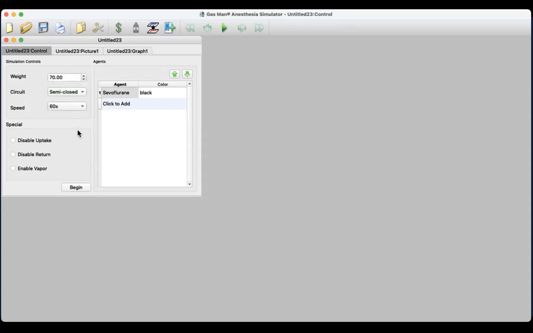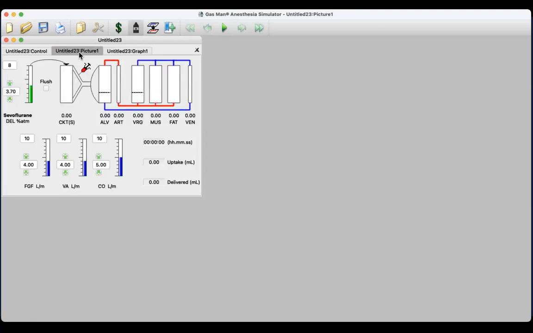The ideal circuit is one that has no rebreathing when the fresh gas flow is greater than the patient's minute ventilation. The speed is set to anywhere as slow as real time and as fast as possible, where many hours are calculated within 1 second. The special features of disable uptake, disable return, and vapor, I'm not going to discuss here. They are fine points of kinetics that are worth learning, but not this time.